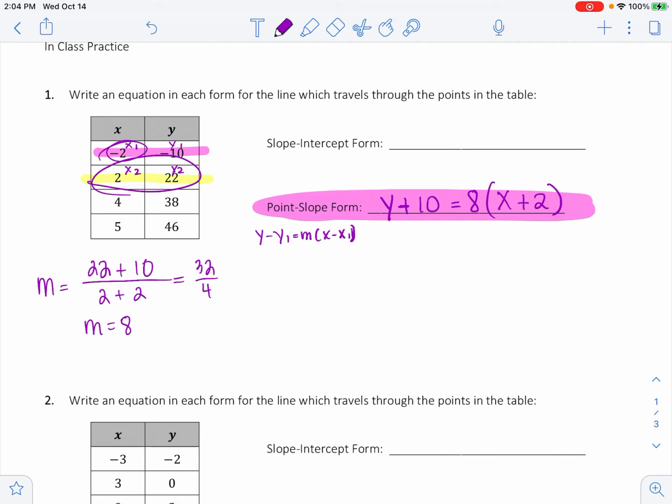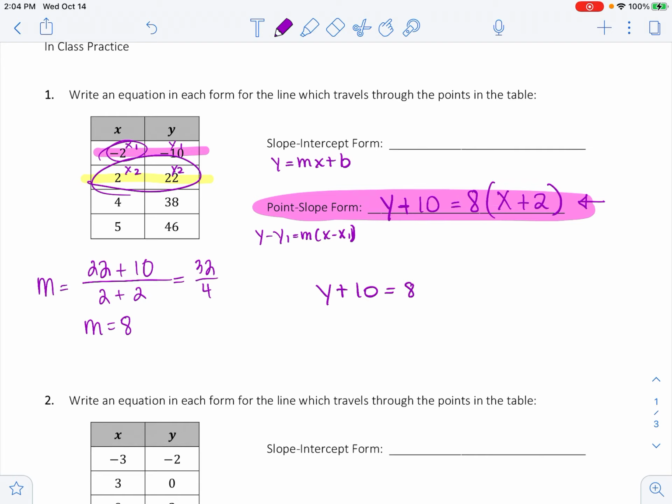All right, next is slope-intercept form. So I want you to realize what slope-intercept form looks like. Y equals mx plus b. Now I already know the slope's 8, but I don't know what the y-intercept is exactly. Now, yes, you can use your table and figure it out by adding or subtracting your slope, but there's an easier way. All I have to do is solve this equation for y. So that's what I'm going to do right underneath it.